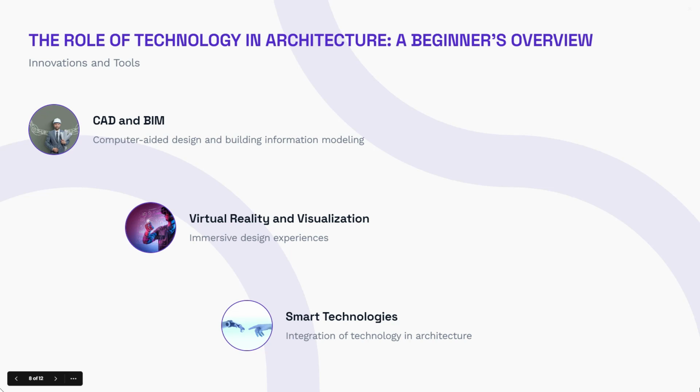The role of technology in architecture, innovations and tools. CAD and BIM stand for computer-aided design and building information modeling. Virtual reality and visualization are for immersive design experiences. Smart technology is the integration of technology in architecture.